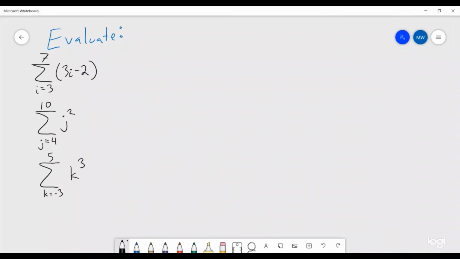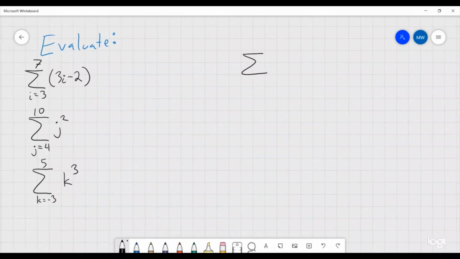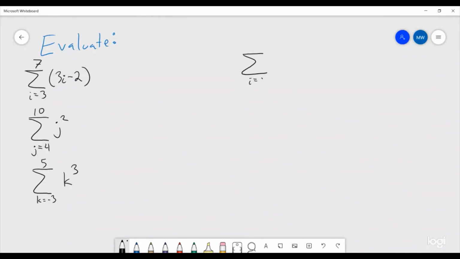Let's see, let's also get a little bit more. So we got the sum from i equals 1 to n of 1. Sum i equals 1 to n of i. Sum from i equals 1 to n of i squared. And the sum from i equals 1 to n of i cubed. Okay. Evaluate these 7 sums.